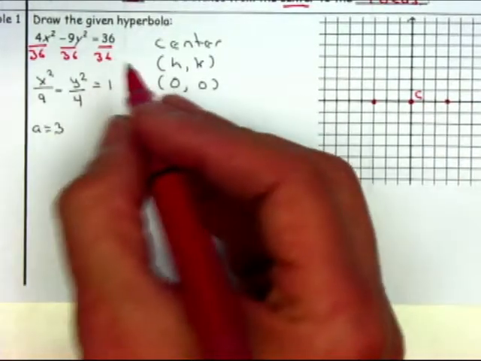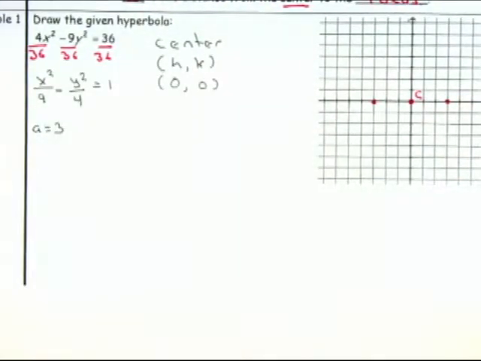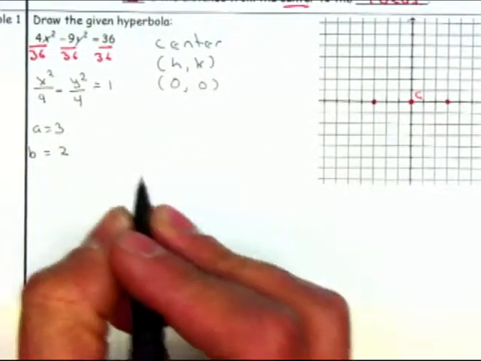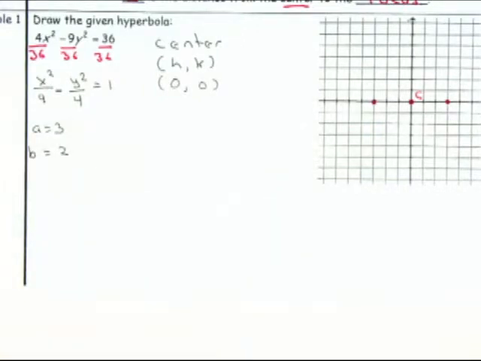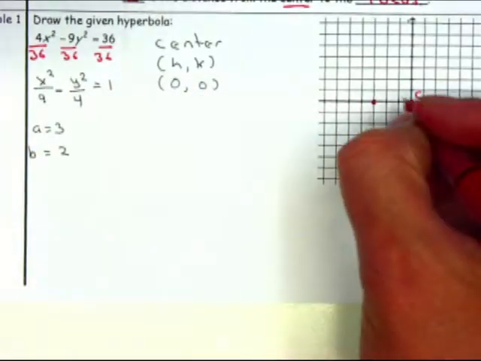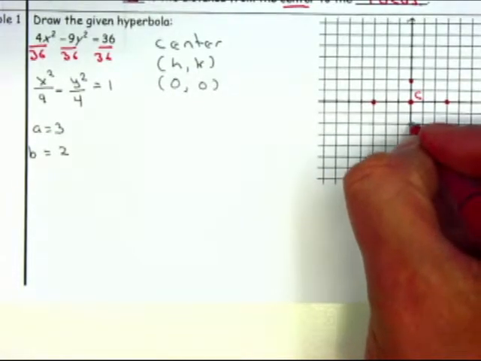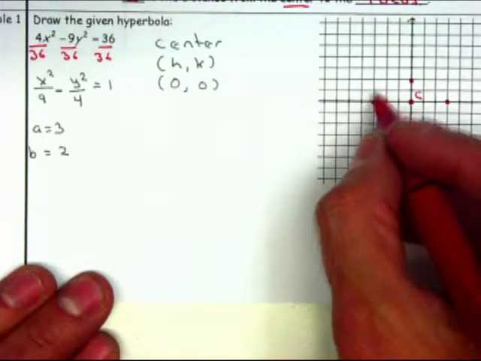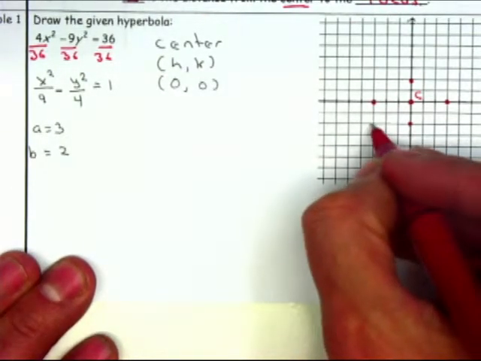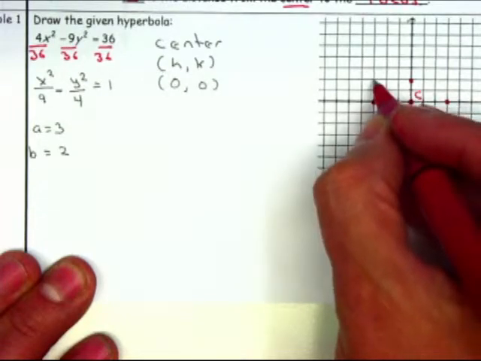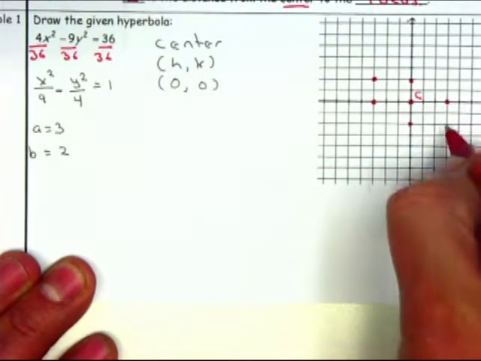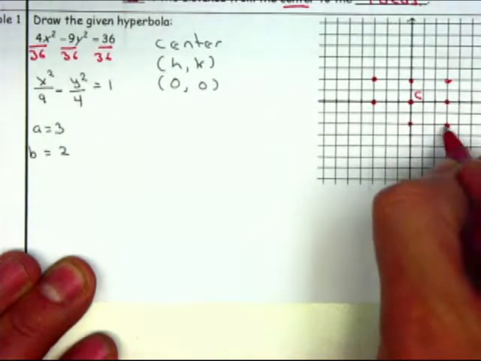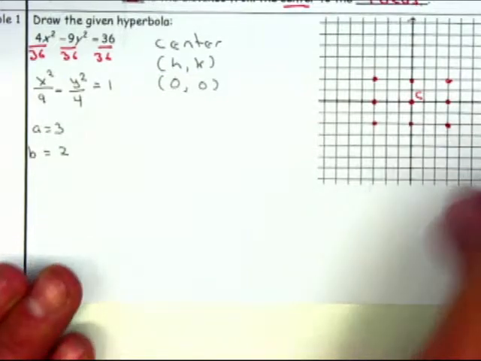Now, under the x, there's a 9, so the value of a will be the square root of 9, which is 3. It's under the x, so that means that we're going to go to the right 3 and to the left 3. Under the y, there's a 4, so the value of b will be the square root of 4, which is 2. Since it's under the y, that means that we're going to go up 2 and down 2. This will help us shape the diagonals.